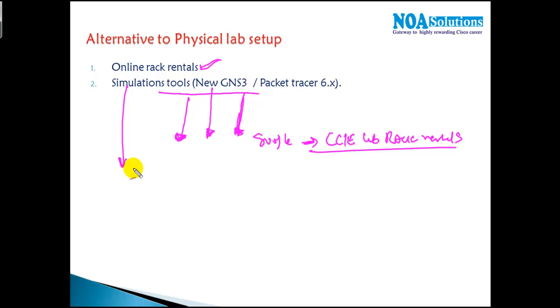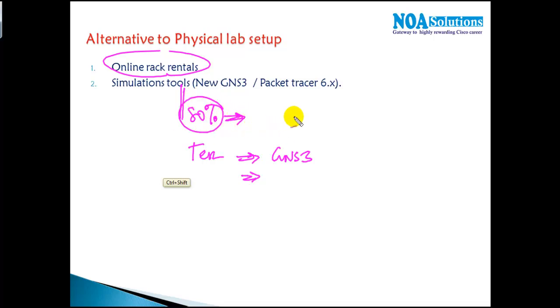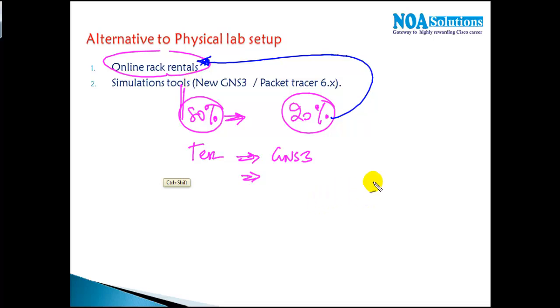So normally what I suggest is you test most of the things on the simulation tools. That is what I do, using either GNS3 or Packet Tracer. And whatever you cannot test, you can go for online rack rentals. Mostly 80% of the things can be tested on the simulation tools, and the remaining 20% which cannot be tested, you can go with online rack rentals. That is what I recommend, or you can set up your own rack. So these are the alternative options.